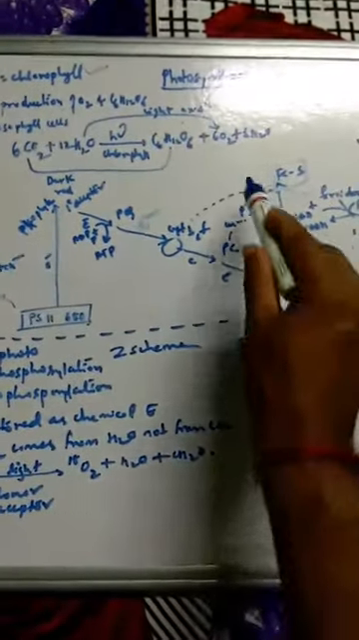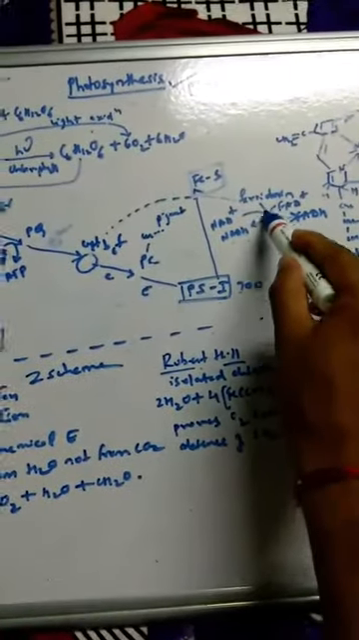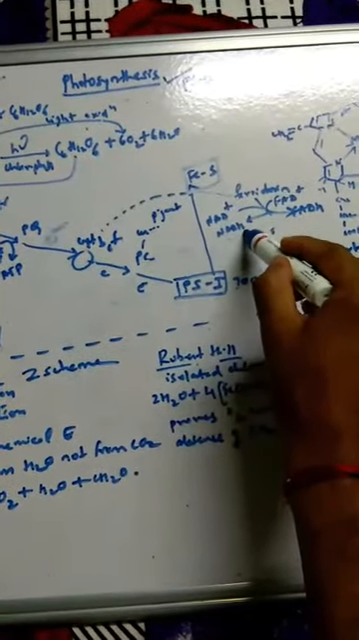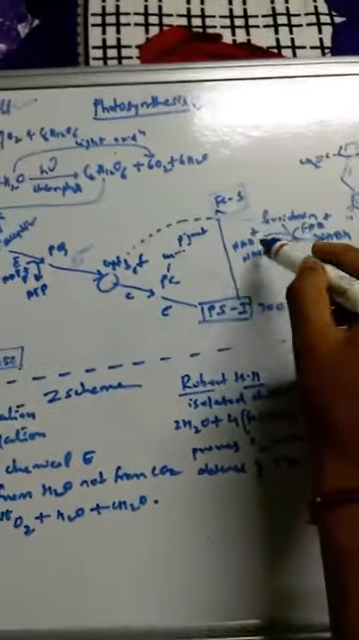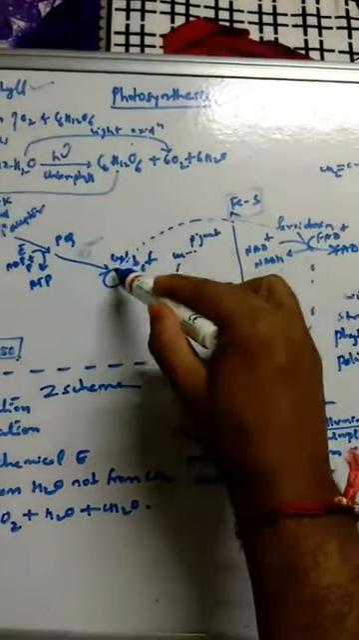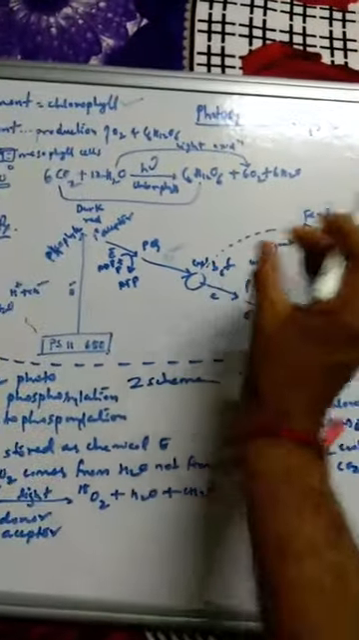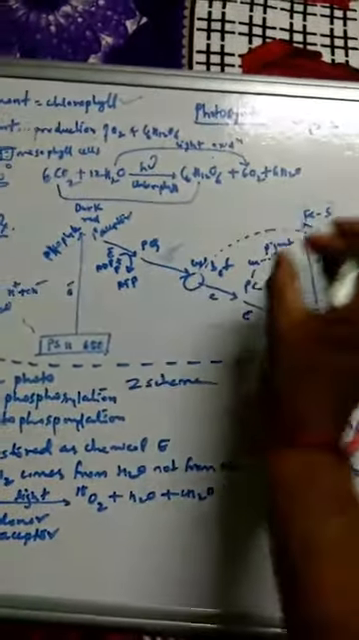Since it is looking like a Z, it's called the Z scheme. The proton, H plus, is flowing here like this, and it is going to reduce NAD plus to NADH. If NAD is not here, the electron goes back to cytochrome b6, the electron storer. It's like a pendulum, going to and fro like this.